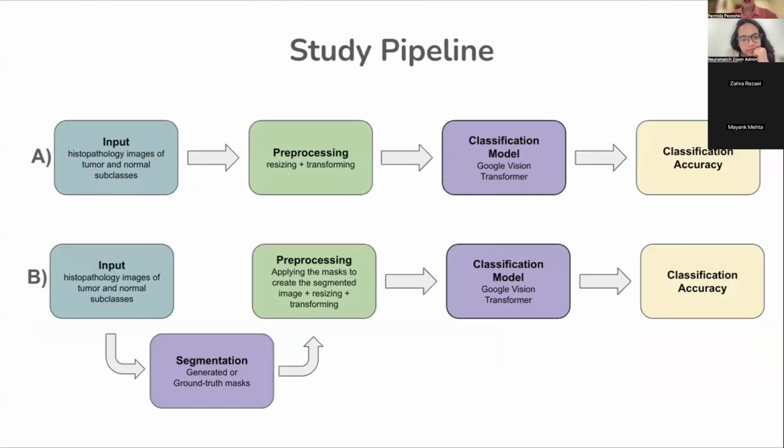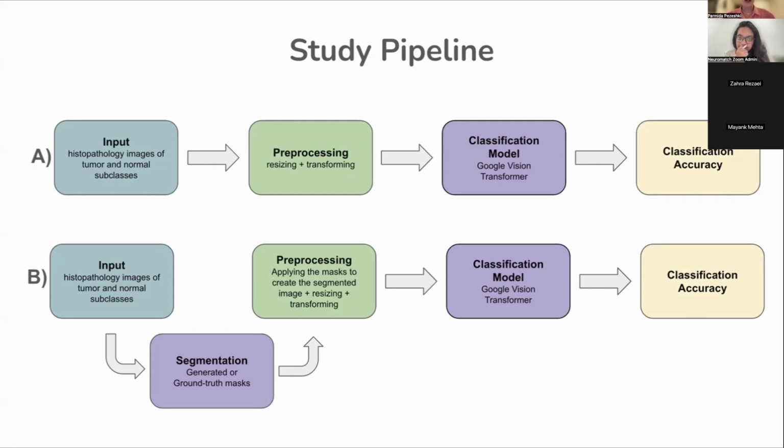So here is our study pipeline for training the model. We used two training pipelines. For the first half of experiments, we used original unsegmented histopathology images as our input, and then we preprocessed these images by resizing and transforming them. And then we fine-tuned and trained our classification model, which was Google Vision Transformer, or Google ViT, and obtained accuracy measures.